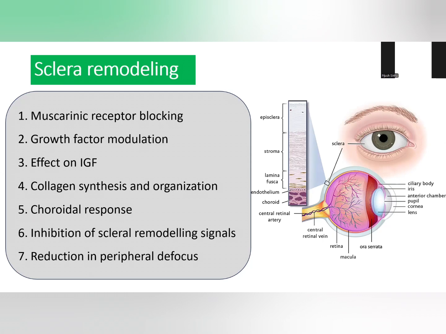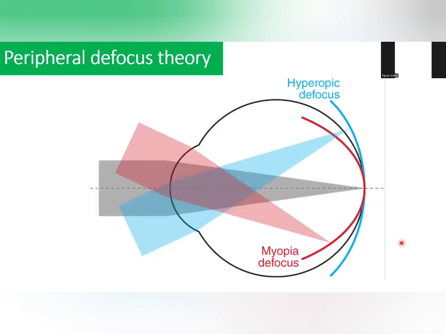Atropine is primarily acting centrally, but the use of atropine also influences how the eye perceives peripheral defocus. By modifying how light focuses in the peripheral retina, it may change the feedback mechanism that regulates scleral growth. So this alteration helps reduce the stimulus for elongation, contributing further to controlling myopia progression. And this is the peripheral defocus theory.